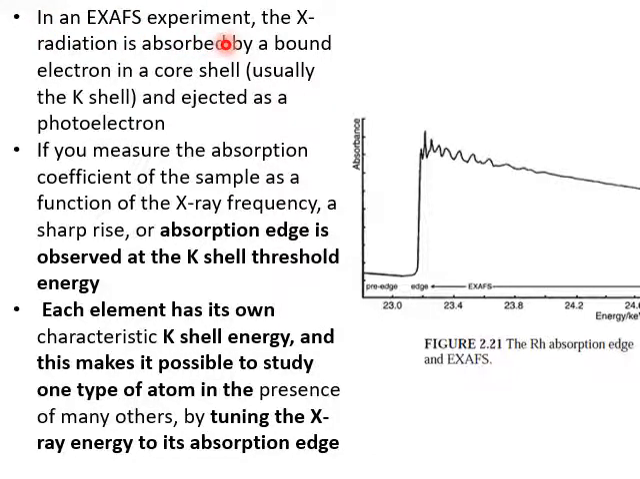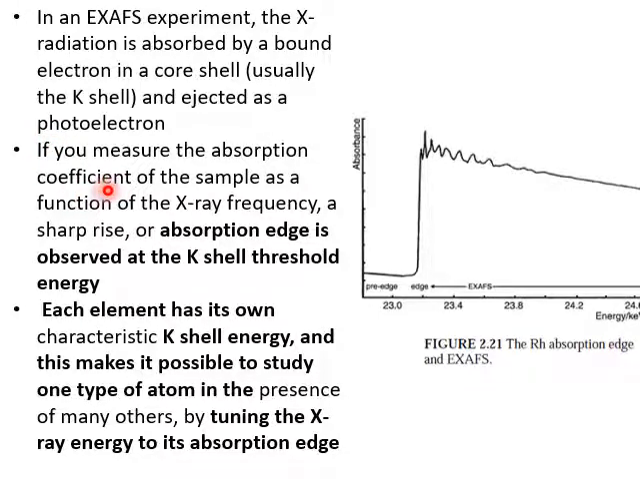In an EXAFS experiment, the X radiation is absorbed by a bound electron in a core shell. The electron which is ejected comes from the K shell. When X-rays fall on the atoms, K shell electrons are ejected, and these are called photoelectrons. Photoelectrons are those electrons which can emit a photon when they are de-excited.